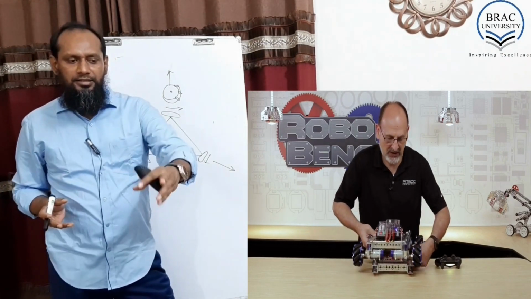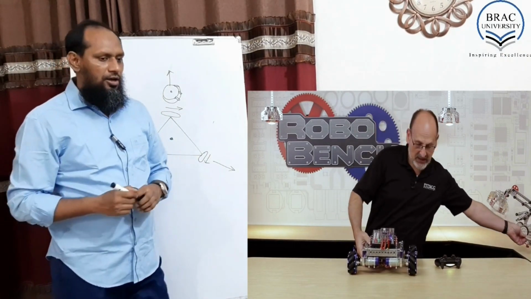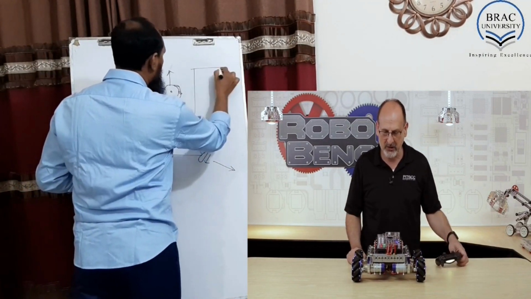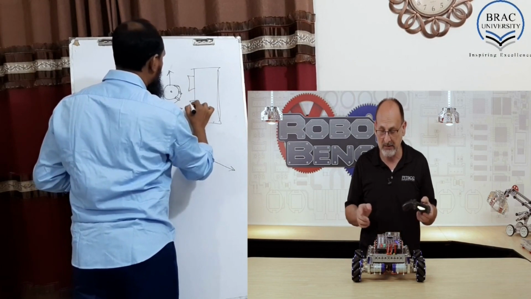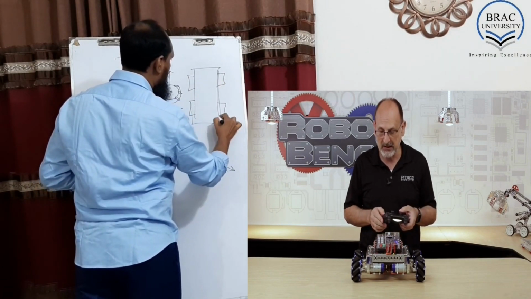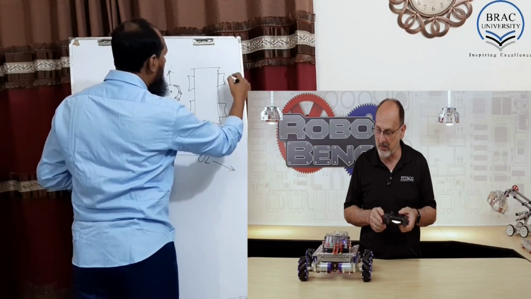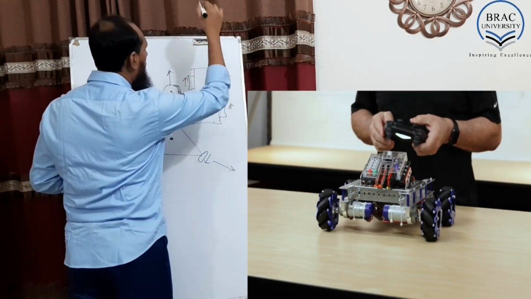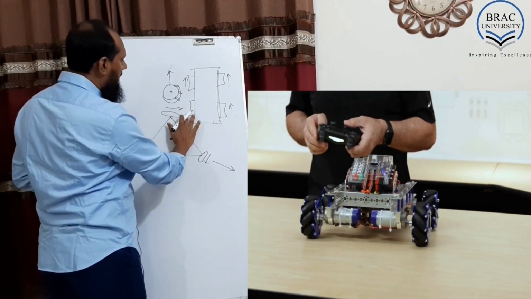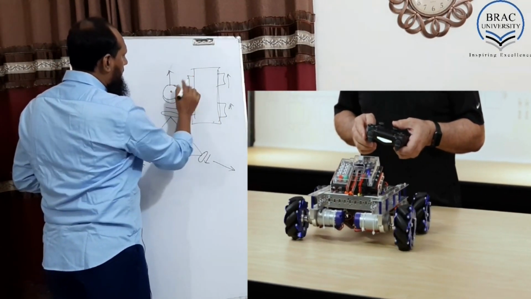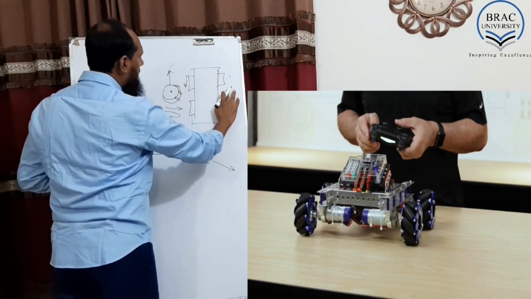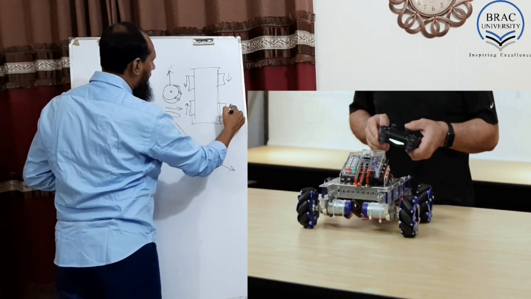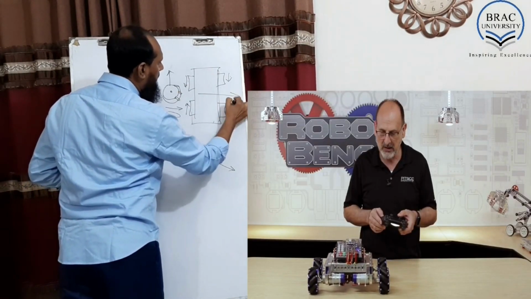And there is another wheel, the mecanum wheel, and there are 2 mecanum wheels here. If all these wheels spin that way, it will go forward. But the interesting thing is, if this wheel spins in this way, these 2 spin in this way, and these 2 spin in this way, it will start moving that way.